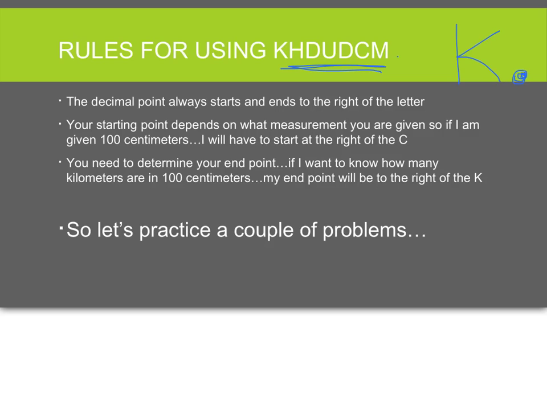Anyway, your starting point depends on what measurement you're going to be given. So let's say, for example, I had 100 centimeters, I'll have to start at the right of the C. Then you'll have to determine where I need to end. So let's say I measured 100 centimeters and I wanted to know how many kilometers that was. My end point would be to the right of the K. So if I'm centi, I'm starting right here, and then I'm going to move this way and end right here with K. So let's practice a couple of problems.